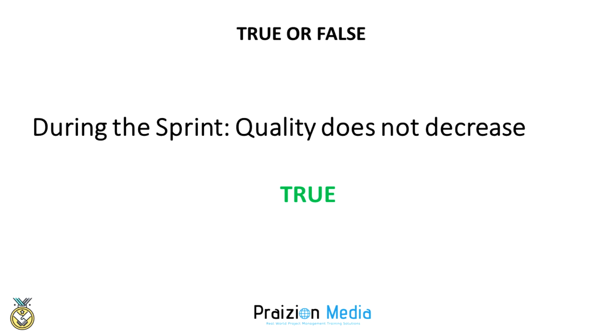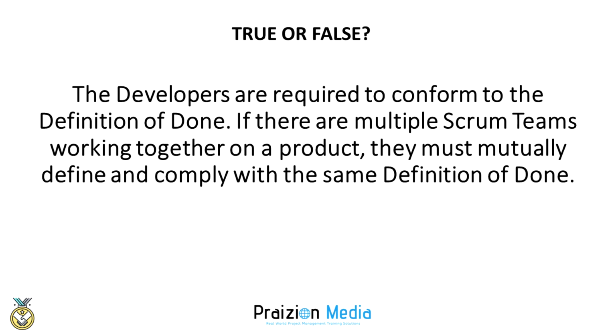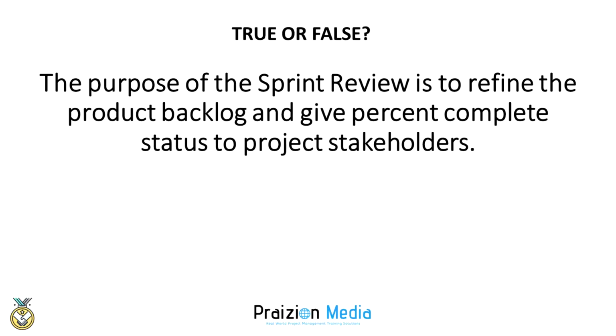True. The developers are required to conform to the definition of done. If there are multiple Scrum teams working together on a product, they must mutually define and comply with the same definition of done. True. The purpose of the sprint review is to refine the product backlog and give % complete status to project stakeholders.